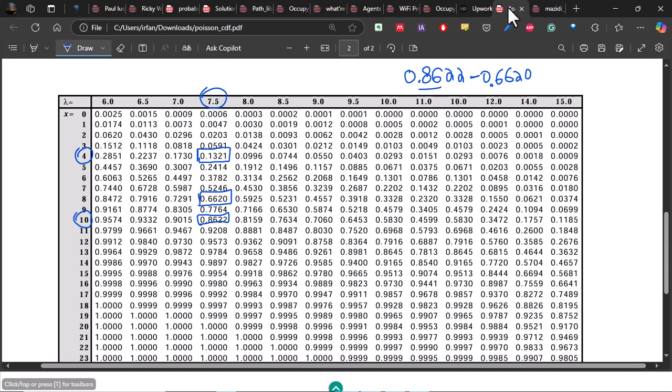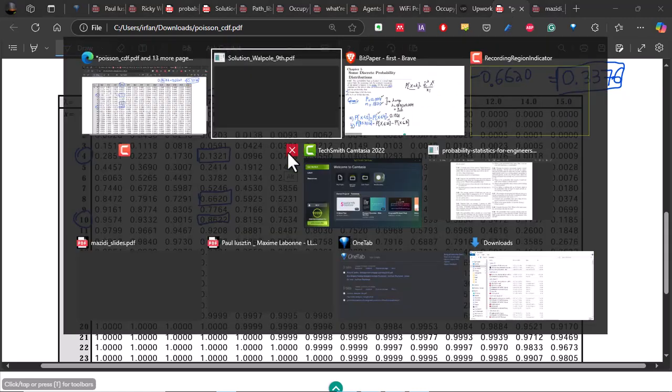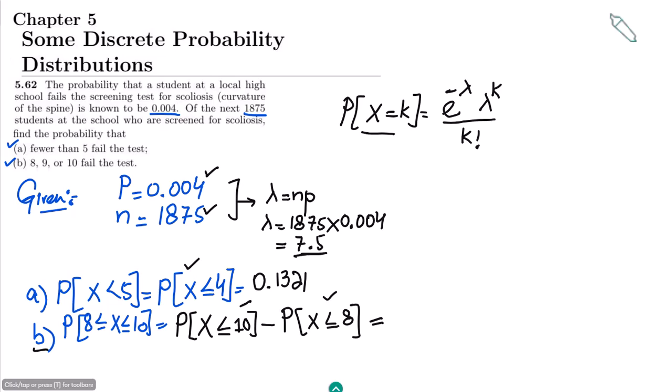Subtracting this one from it, we get 0.3376. This is what we intend to find out here, and the answer we got is 0.3376. That is basically the solution for question 5.62 part B.